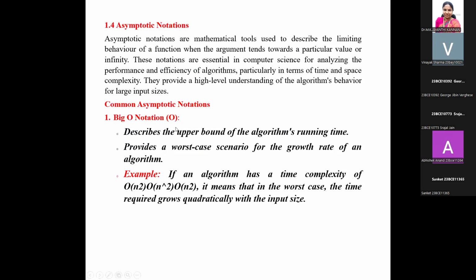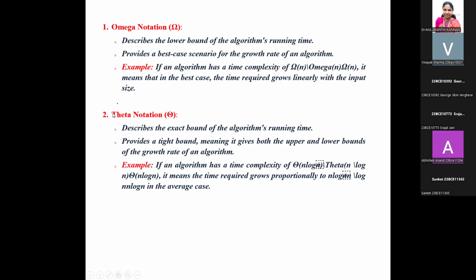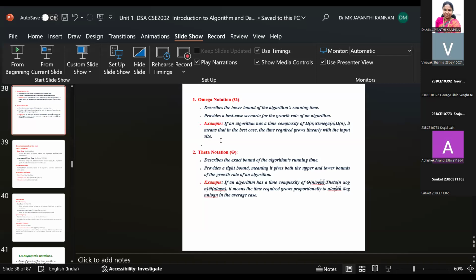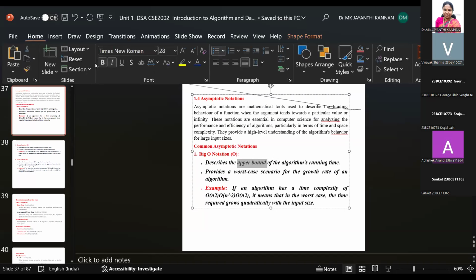So we discussed what is asymptotic notation, what is big O notation. Here we are taking the upper bound, and because we are taking the maximum, it is called the worst case scenario. So for n numbers we need order of n square, and that is called big O notation.